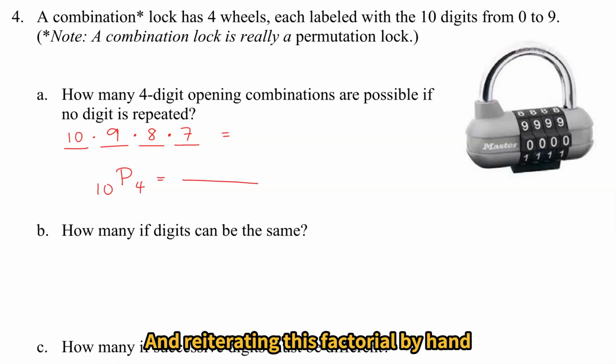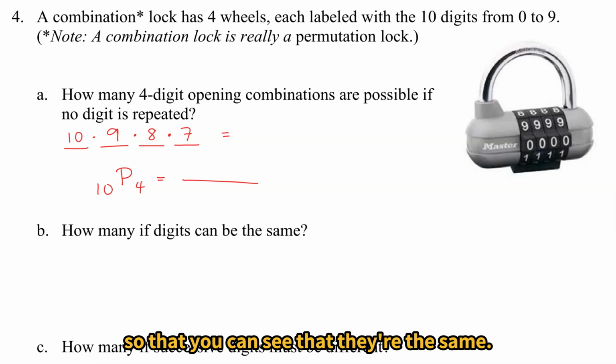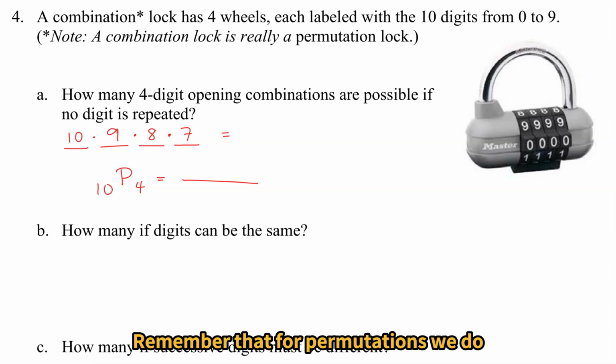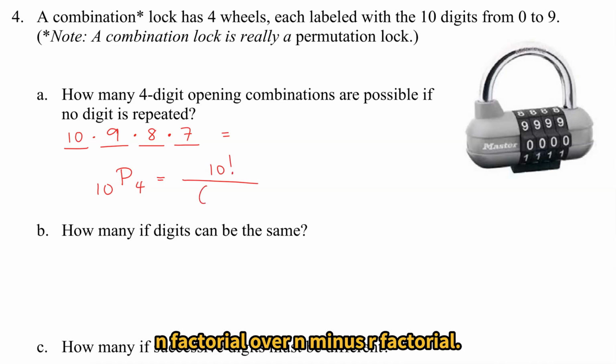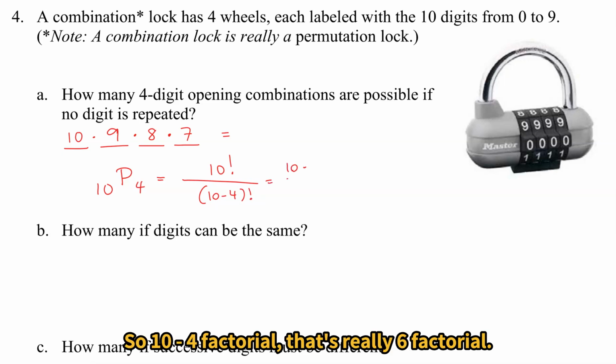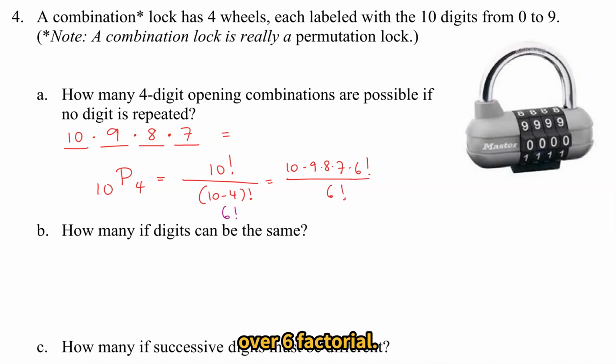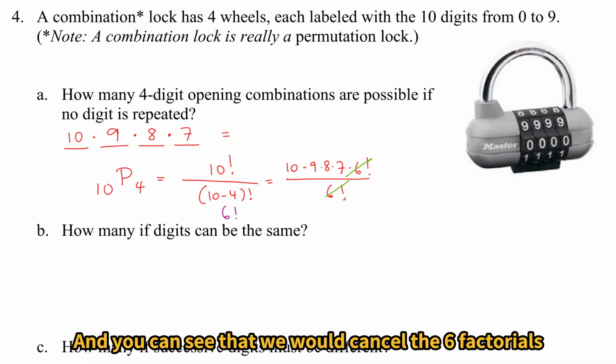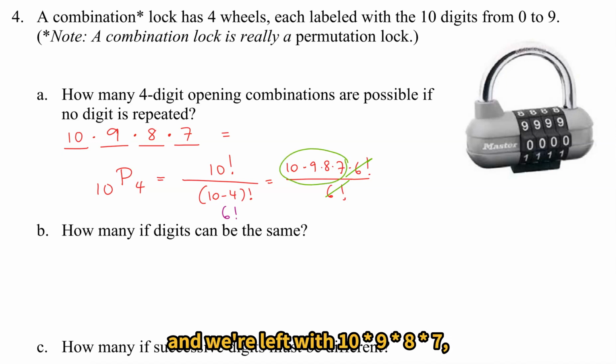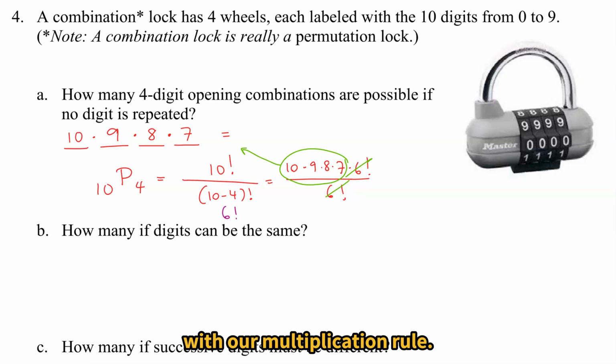And reiterating this factorial by hand so that you can see that they're the same. Remember that for permutations we do n factorial over n minus r factorial. So 10 minus 4 factorial, that's really 6 factorial. So I'll write 10 times 9 times 8 times 7 times 6 factorial over 6 factorial. And you can see that we would cancel the 6 factorials, and we're left with 10 times 9 times 8 times 7, which is exactly what we did with our multiplication rule.